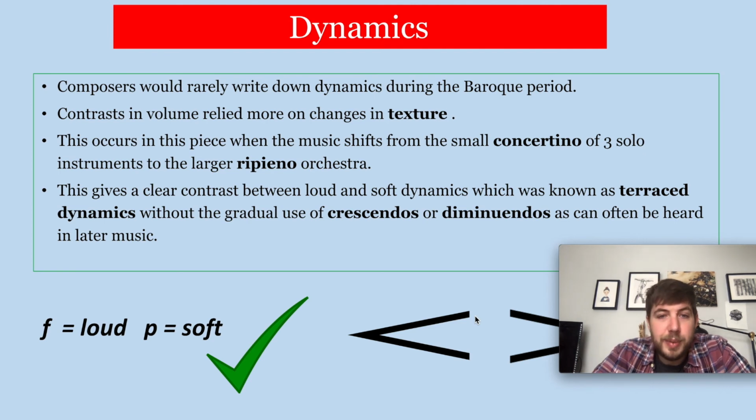And it occurs in this piece where the music shifts from the small concertino of 3 solo instruments to a larger ripieno orchestra. It gives a clear contrast between loud and soft, which is called terraced dynamics. So either loud or soft, there's no in between. There's no use of crescendos or diminuendos, which we can hear, which is gradually getting soft or gradually getting loud. It was one extreme to another.